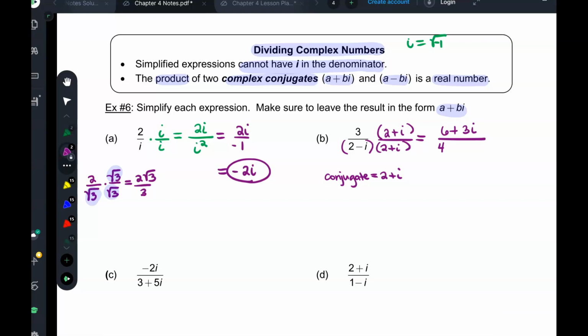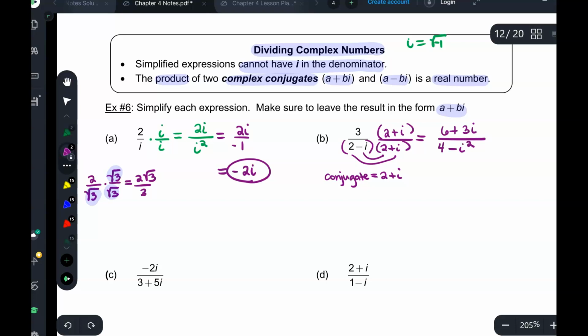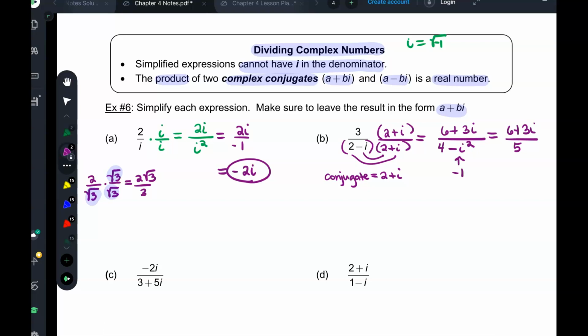What happens when we multiply conjugates? Take a look at when we multiply the outside. That'll be plus 2i. Inside is minus 2i, so those will always cancel. So technically, we just really have to multiply the first and the last, so that'll be minus i times plus i, so that'll be minus i squared. And then we have 6 plus 3i over, now remember i squared is -1, so if I have 4 minus -1, that's going to be a 5 in the denominator.